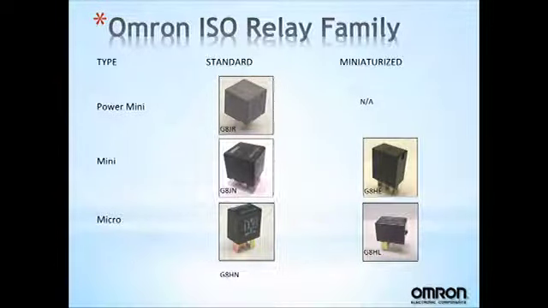Here are the Omron ISO relay families. You have the Power Mini, the G8JR. You have the Mini, the G8JN. The miniaturized version of that is the G8HE. We have the micro, the G8HN, and the miniaturized version of that is the G8HL.